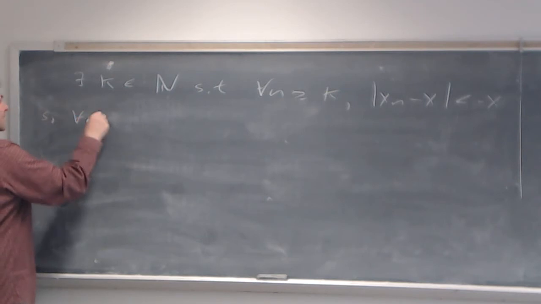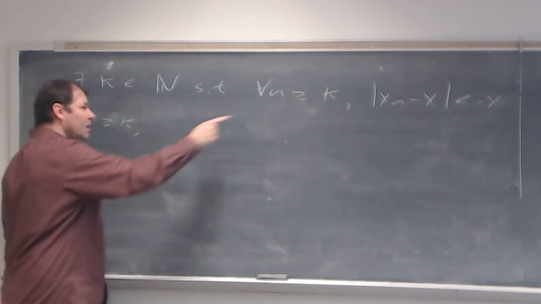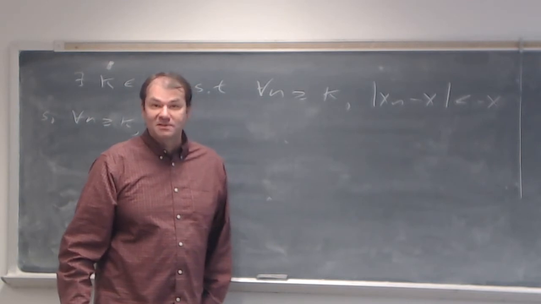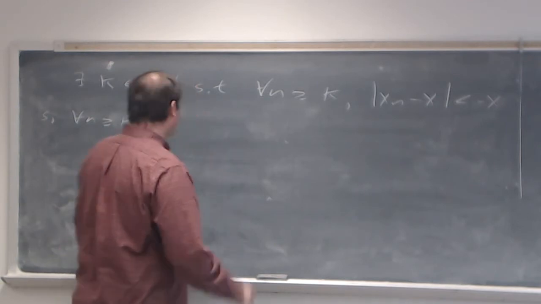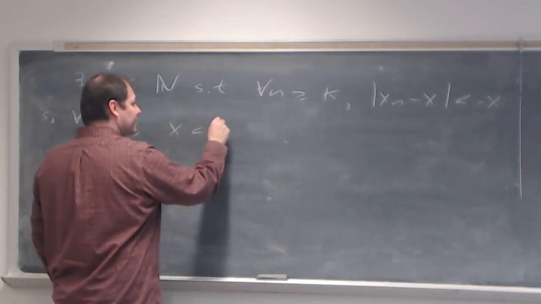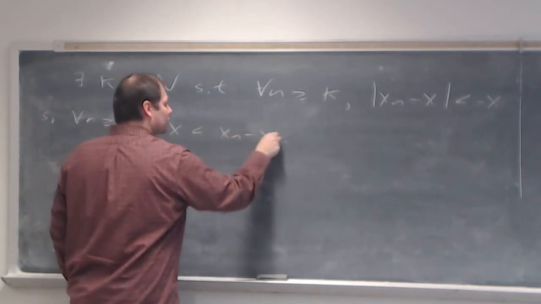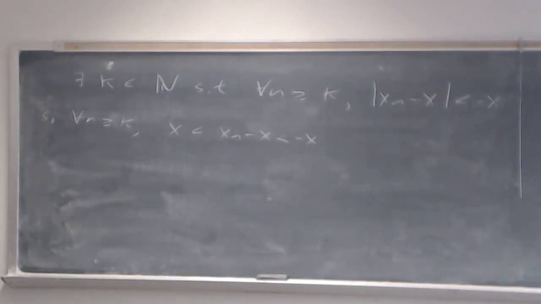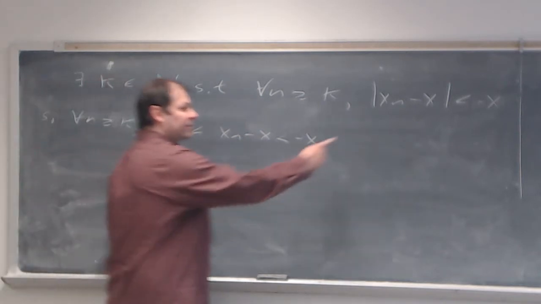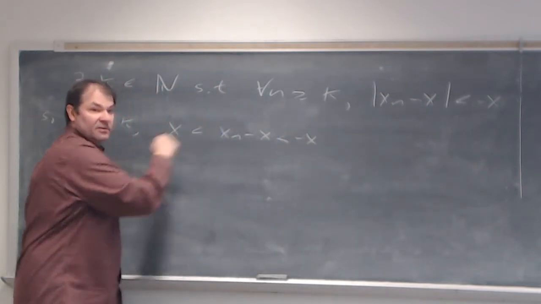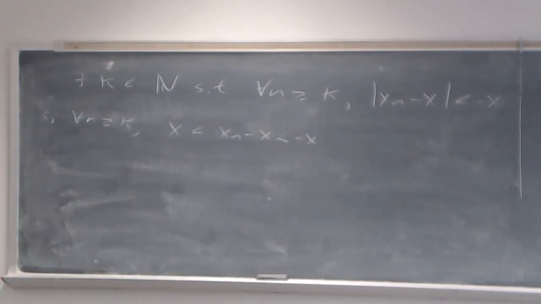So, for all n bigger than or equal to k, if we rewrite this statement, and this looks a lot like one of the homework problems that's in homework 3, what we get is that x is going to be less than x of n minus x, which is less than minus x. This inequality that involves absolute values can be translated into this compound inequality by a theorem we've been using.